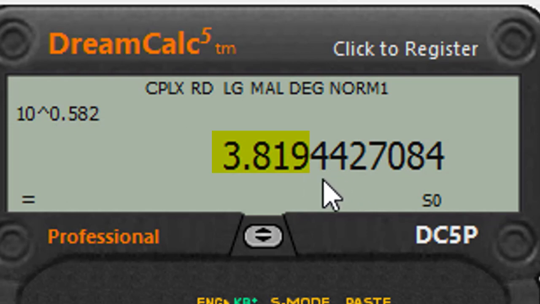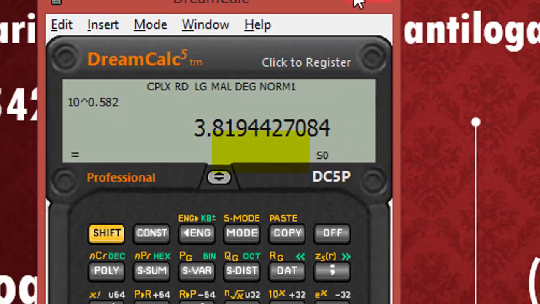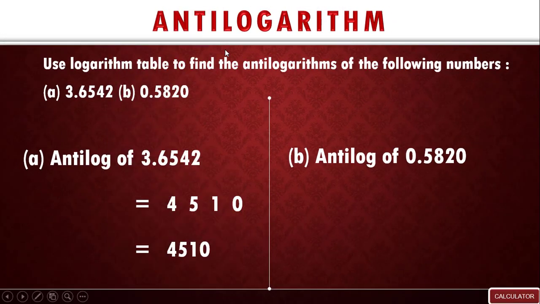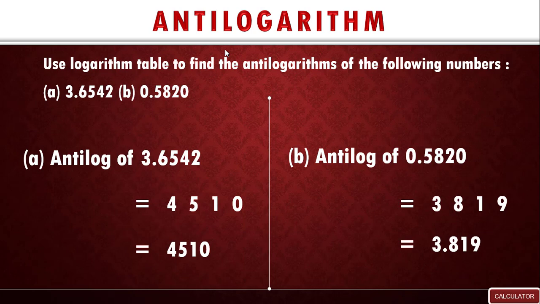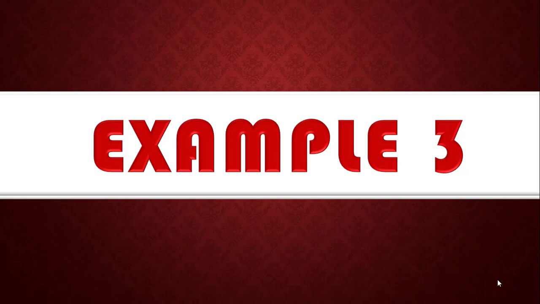So if there needs to be any approximation, you approximate to this last 4 digits. So approximation of this last number now, 4, will give 0. So if you approximate it, 0 plus 9, we still have 9 here. So our final answer there should be 3.819. Okay, our final answer is 3.819. You can see how easy it is to make use of your calculator to determine your antilogarithm. Now is the time to show you the example 3.